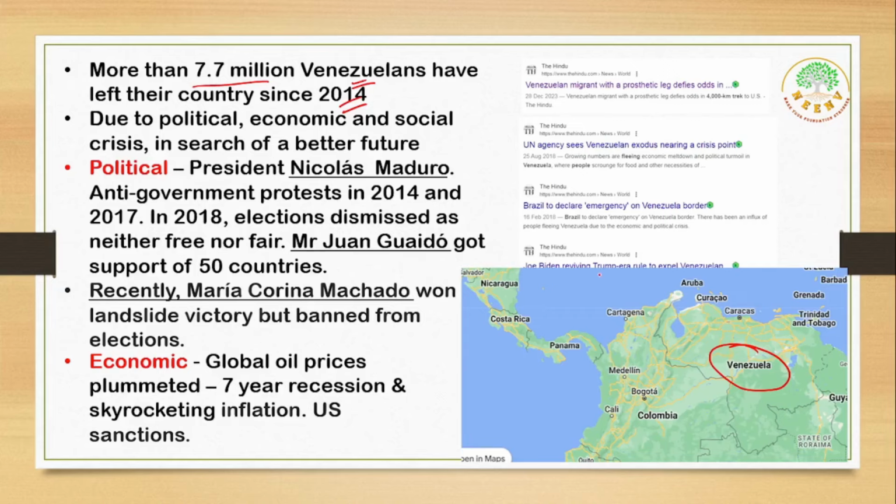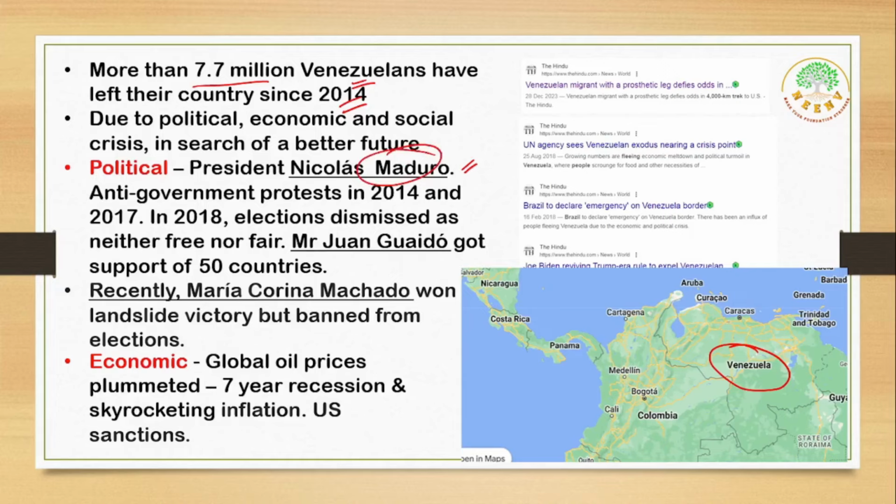The political issues with regards to Venezuela are about President Nicolas Maduro. He is ruling Venezuela with an iron fist as a dictator. There have been various anti-government protests in Venezuela since 2014, and again in 2017. And in 2018, when the elections were conducted, Mr. Maduro dismissed the elections and declared himself president again.